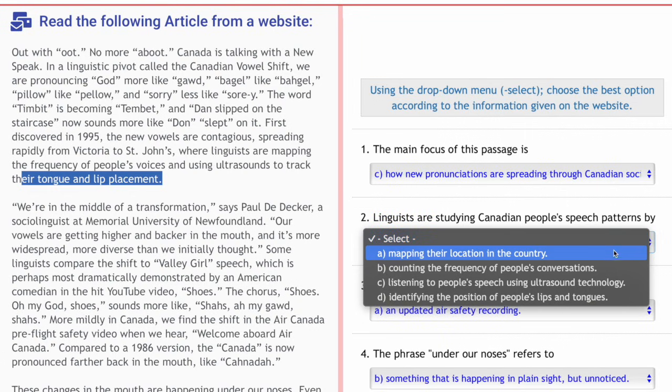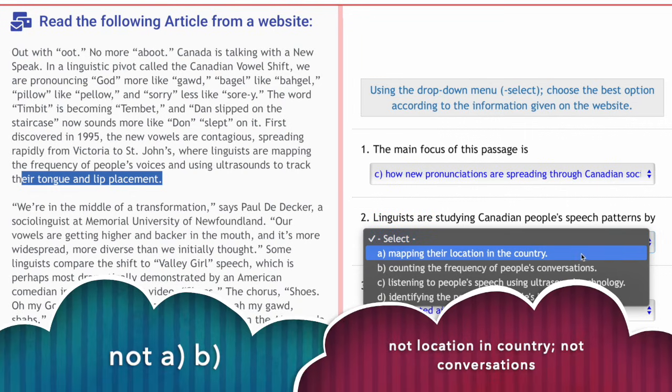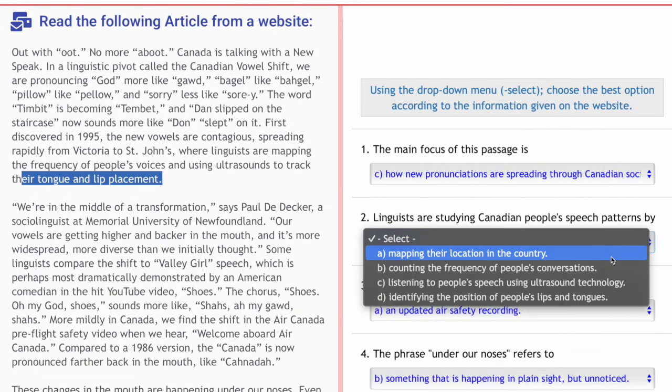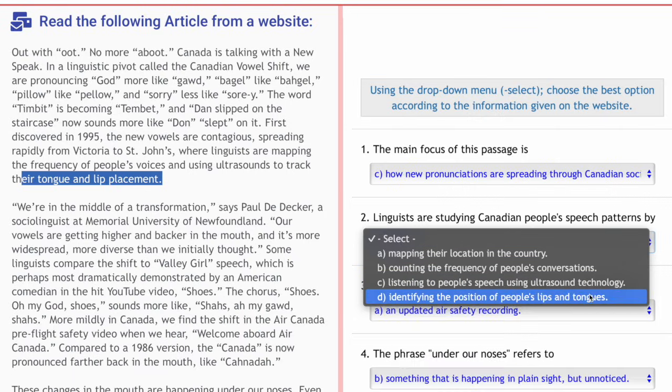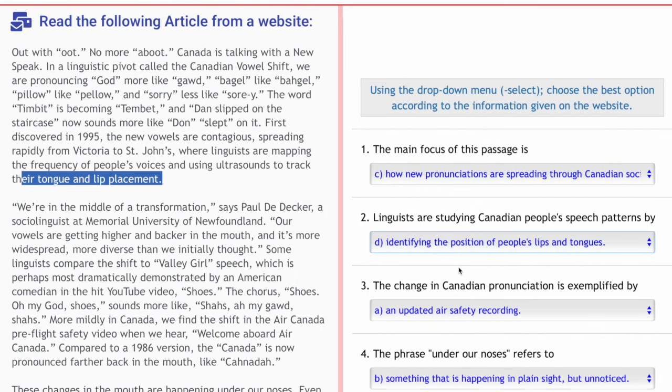So definitely not A, right? It's not about location in the country. Also not B. Not about people's conversations. So C or D. People's speech using ultrasound technology. Identifying the position of people's lips and tongues should be. So they use ultrasound technology to map the position. So D would be what it's saying there. Okay.